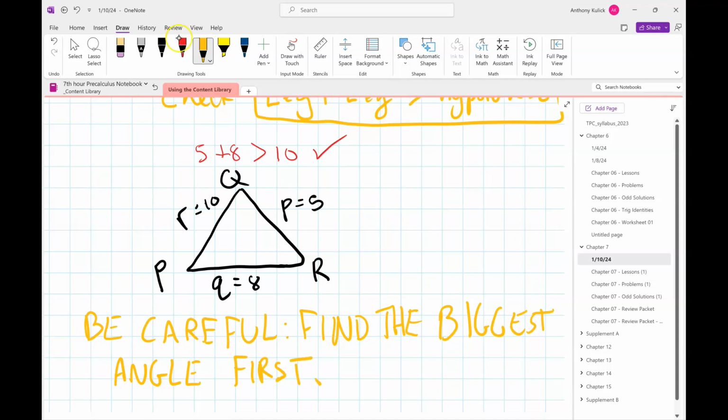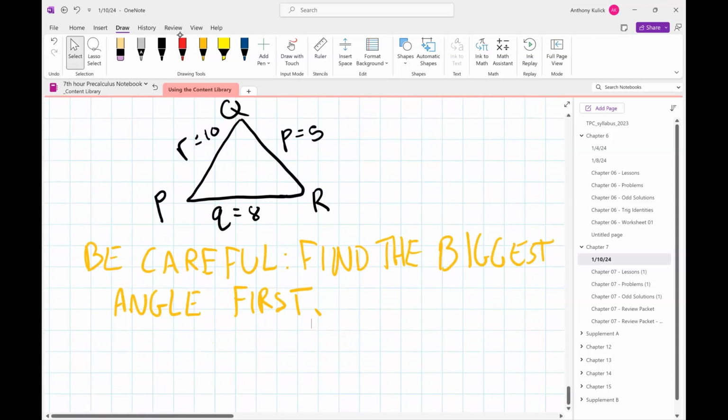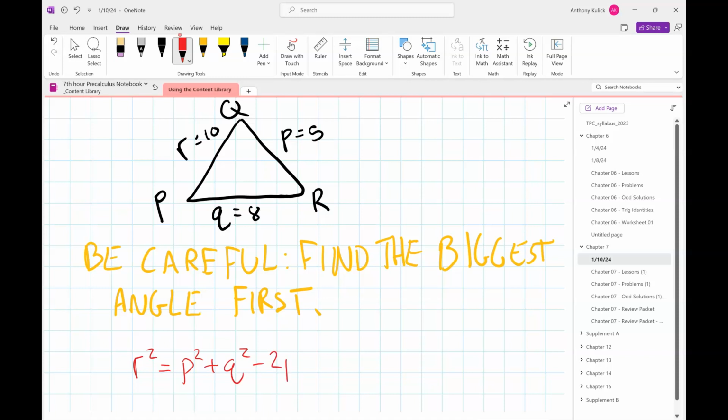In a side-side-side situation, we have to find the biggest angle first. What angle is the biggest angle? R. How did you know it was R? Because the side r is the biggest side. So I'm going to write out my law of cosines here, but I'm going to do it without plugging the numbers in for a moment.